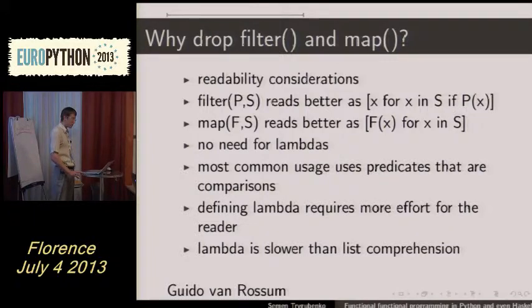Also map f of S reads better as f of x for x in S. And since the most common use case for these predicates is comparisons, we don't actually have very many good places that require lambda functions. For the reader, lambdas require more effort, and I'm also told that lambdas are slower than list comprehensions.